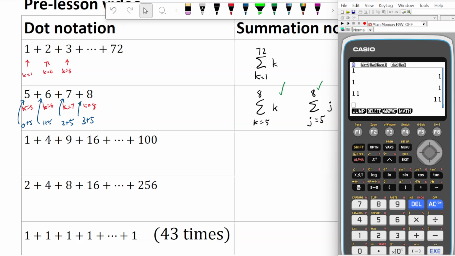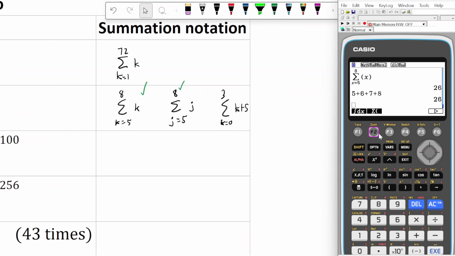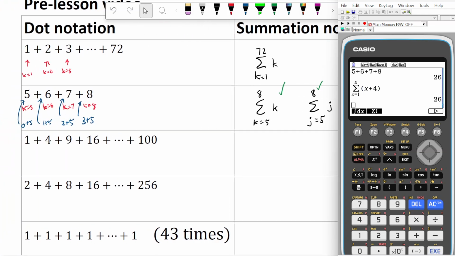Your calculator can also do sums. So if we go into math and then scroll across to this sum symbol, we use x instead of k here, but x is 5 up to 8. There it is, 26 is the answer. And if we do 5 plus 6 plus 7 plus 8, we also get 26. And if I pick this other wacky one, so I do the sum there of x plus 5 from x being 0 up to 3, I get 26 as well. And if you want, you could even do x plus 4 from x is 1 up to 4. And you would also get 26. So there's many ways to write these sums.